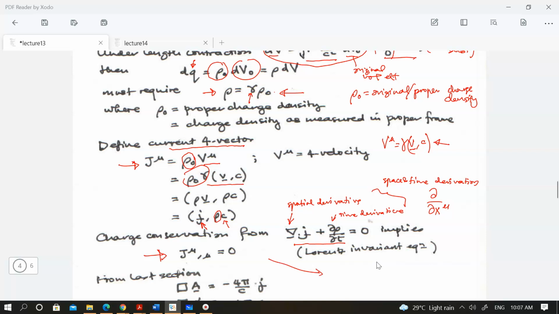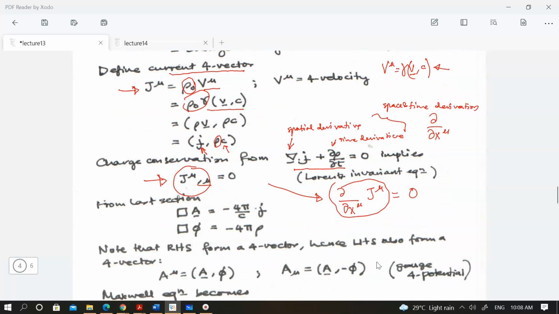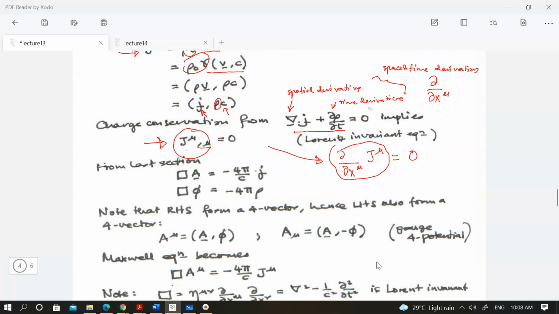Maybe I should write this first. This is just a shorthand notation. Remember the comma mu corresponds to the derivative. So this is that, and this thing is the same thing as that. So in other words, now we have everything we need in terms of relating your source, in this case your current density and your charge density, into a more relativistic notion. So now one goes back to the equation that we had earlier with respect to your gauge potential.